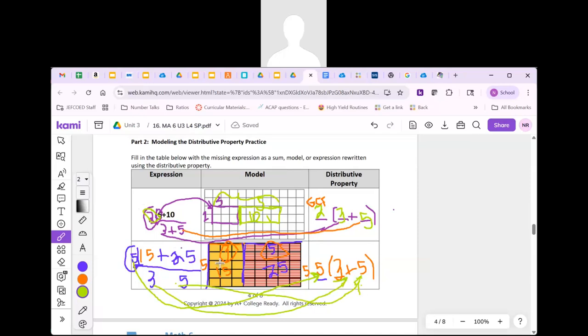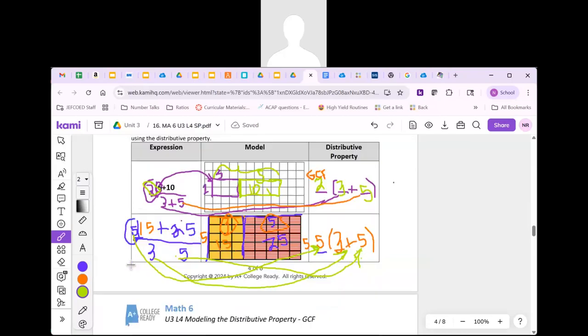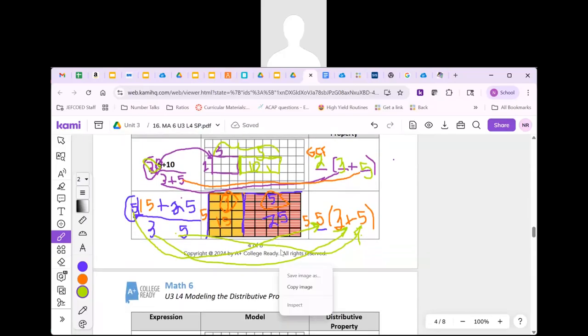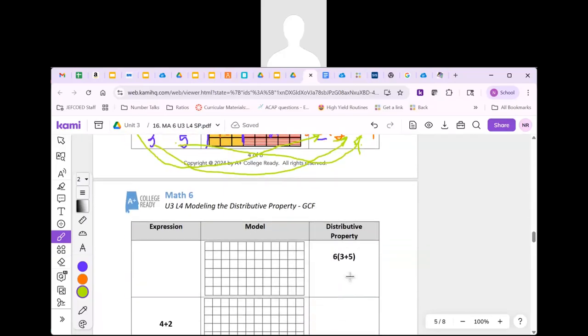So if you have the model, you want to count how many squares you have by doing an array, and then the side they share is supposed to be their greatest common factor if they've done it right. Okay? So we've done one where we had the numbers. Here we had 6 plus 10. We've done one where we've had the model. Now let's do one where we have right here the distributive property.